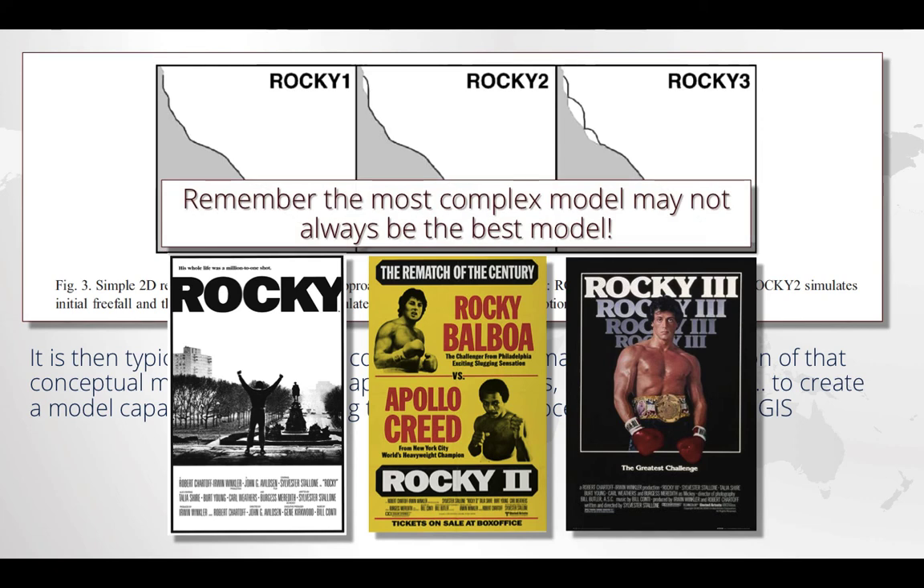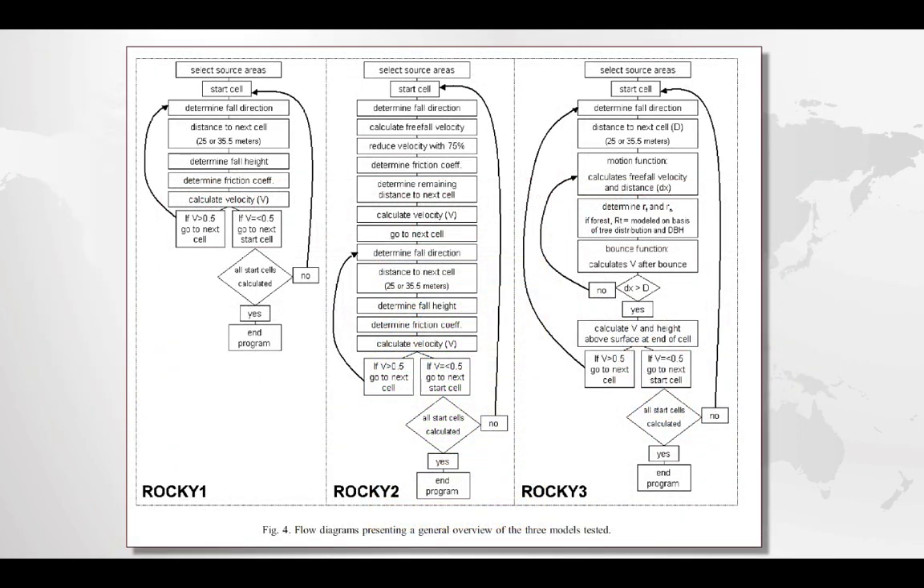So remember, the most complicated model may not always be the best. And in this case, somewhat sarcastically, I think Rocky 1 is probably the best. And here are the flow charts, or flow diagrams, presenting the models. You can see how they vary.